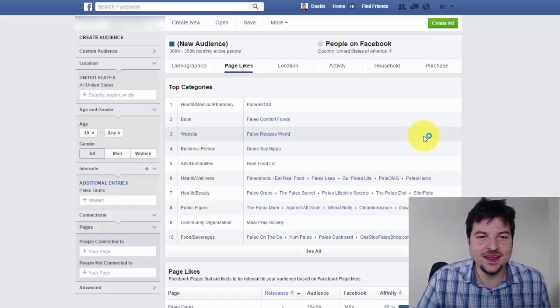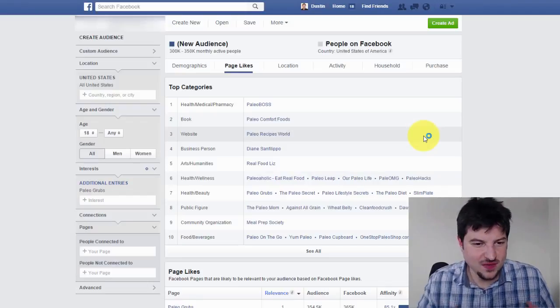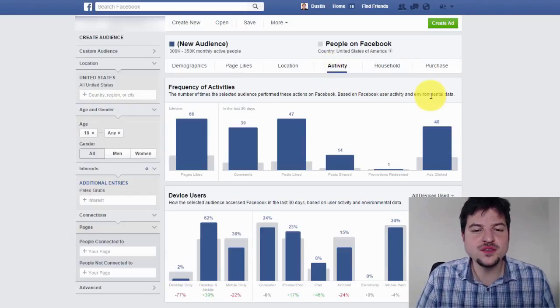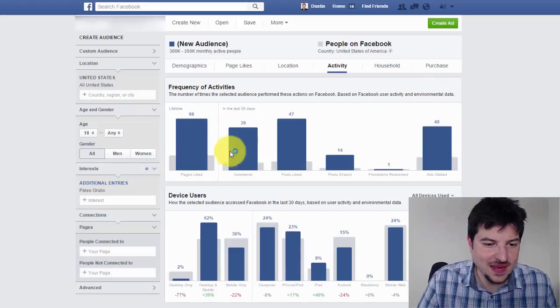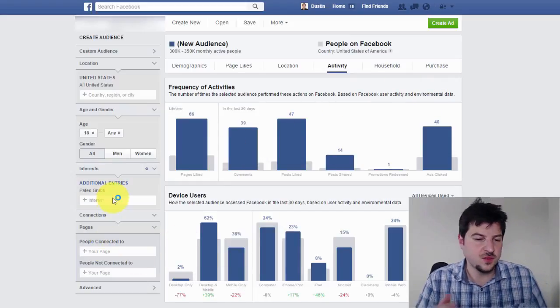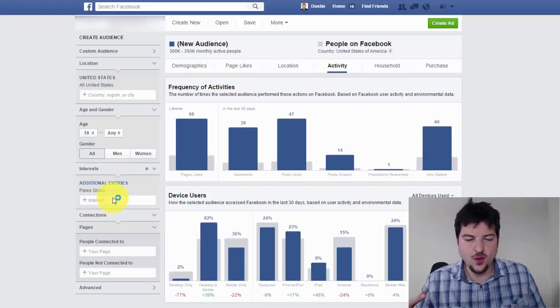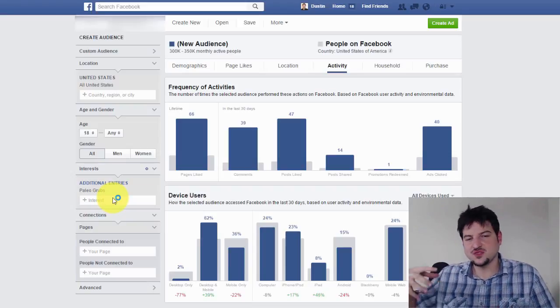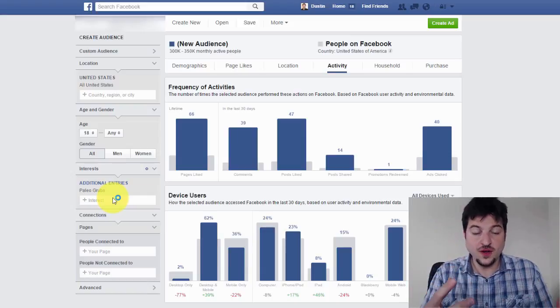So we're back again here, and we're at the Audience Insights tool. Now this section we're going to focus on is the activity. What we want to do with the activity tab is see if our audience, for instance, we were in the weight loss niche, paleo is what we're trying to have an offer for. We're trying to get paleo people attracted to an offer that we're trying to put in front of them, right?